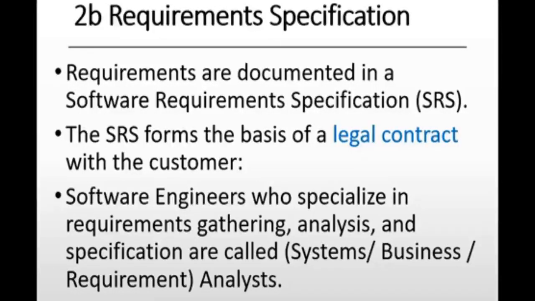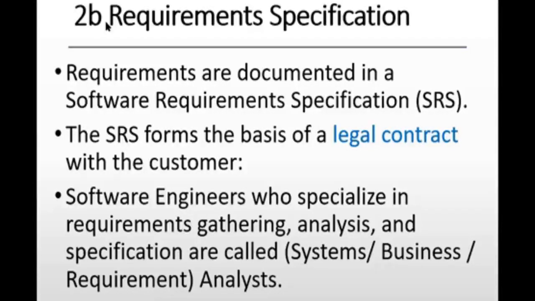Then the requirement specification. Once we have collected and analyzed the requirements, we are going to document them. Under requirement specification, we document the requirements that we analyzed. That specification we call the SRS, the software requirement specification, or system requirement specification.